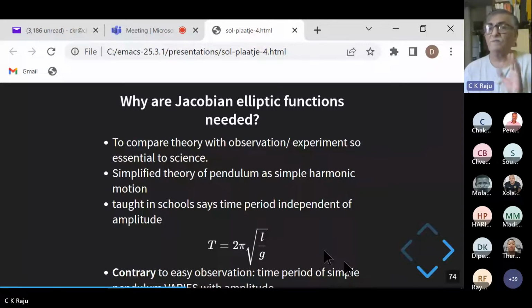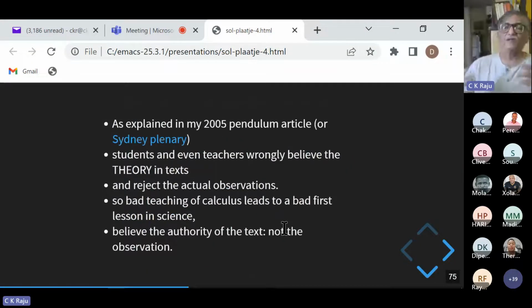The simplified theory of the pendulum, the Bernoulli theory, should I call it, which is there in all the school texts and all the calculus texts, says that the time period of the simple pendulum is independent of amplitude, because T is equal to 2 pi root over L by g. But the simplified theory is contrary to observations. The time period of the simple pendulum is dependent on amplitude. But to show that, you have to have Jacobian elliptic functions, which you don't teach. And they say, if you teach them, that is wrong. You should not teach correct science. That is what the criticism is. That is how lacking in credibility it is. And that is what happens if you trust a formal mathematician.